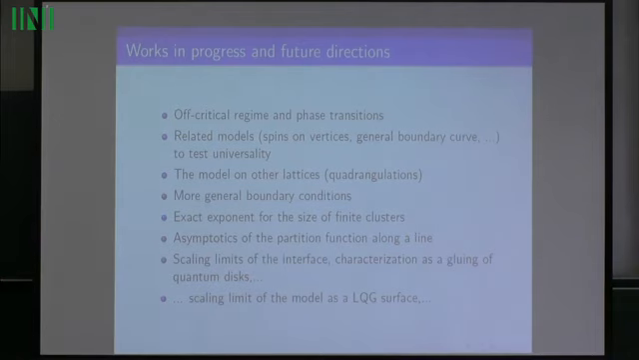All right, and then there are some works in progress and future directions. For example, study the off-critical regime, near the critical point, and what kind of change in the geometry happens around the critical point. That's in progress. And then also we can study the universality by studying related models, and also study other lattices, perhaps using different methods, for example, matrix integrals. That's also one option, and of course more general boundary conditions and so on.